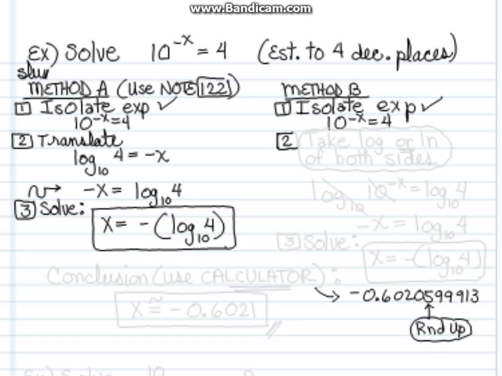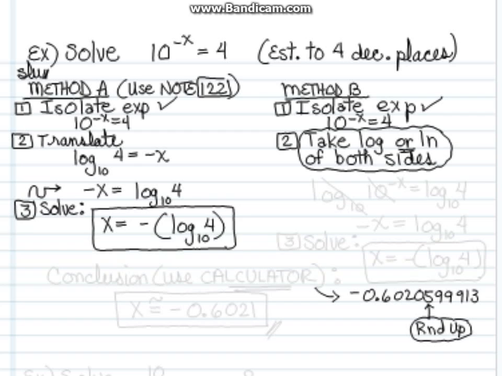Instead of translating, since this is base 10, we're going to take log or natural log of both sides. Well, in this case, we're going to do log base 10 because our exponential is base 10, and we want to cancel out the log and the base 10 since they're inverse operations.